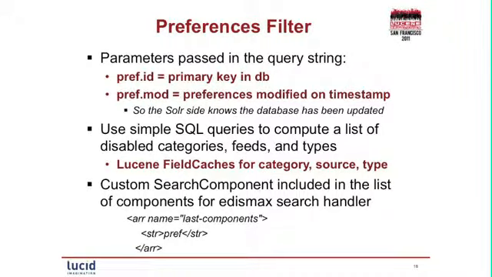So the search component's job is to eventually pass the parameters on to a filter, in my case. The two parameters we found useful were, one, the ID, which user are we looking at, and the other is, when did that user's preferences change? Because we need to know if their preferences change, we have to clear our cache. Behind the scenes, our filter goes out to execute some SQL against the database, and it essentially comes up with a list of disabled categories, feeds, and types for this user.